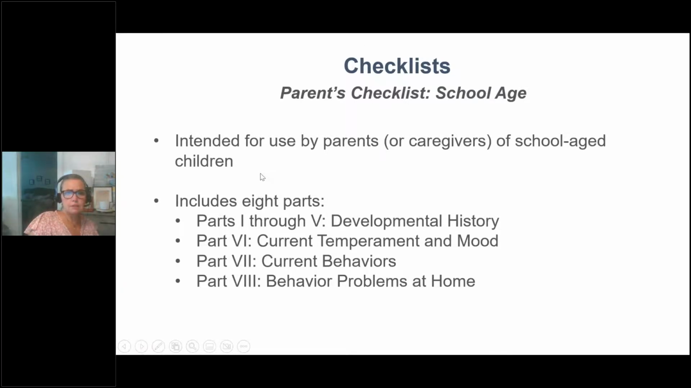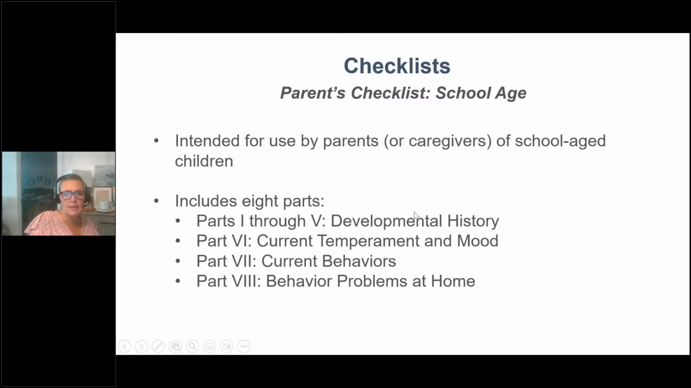There's the checklist for the parent, again, school age. It's intended to be used by the parents or caregivers, and it includes 8 different parts. So it's got several sections here that allow you to gain insight into the developmental history of the student, current temperament and mood, looking at behaviors, and then any behavior problems that might be seen at home.